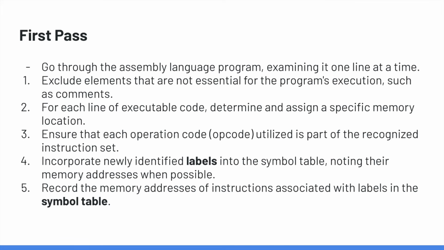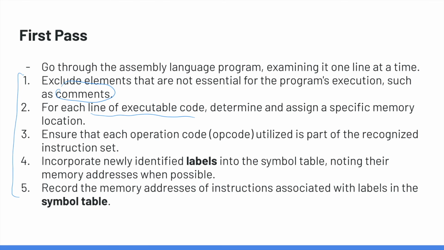So in the first pass, we're going through the assembly language program, examining it one line at a time. And every time we go to each line, we're going through these 5 steps. First, we're going to get rid of elements that aren't essential to the program. So for example, comments. Then we're going to assign a memory location to every line of assembly code. After that, we're going to make sure that every operation code, by operation code, we mean instructions like stow, load, compare, those acronyms that we basically saw in our A-level problems. We want to make sure that these are all part of the assembly programming language, so they're all valid code.